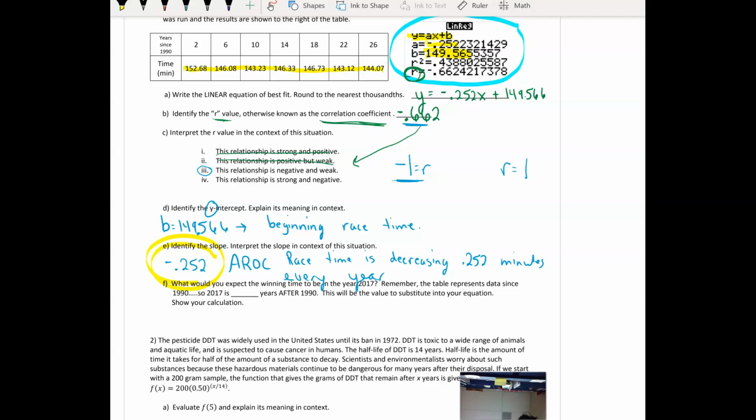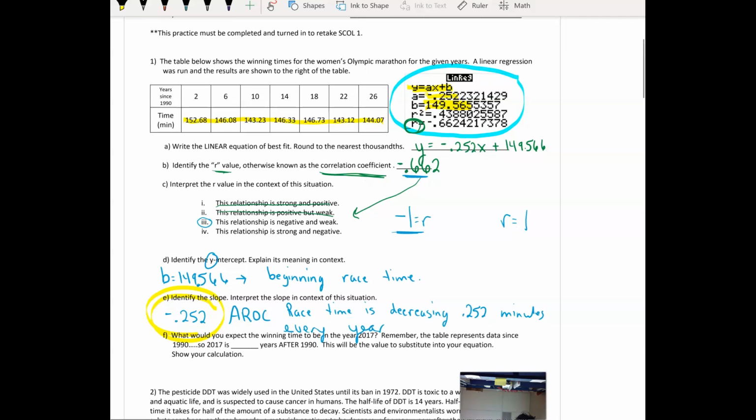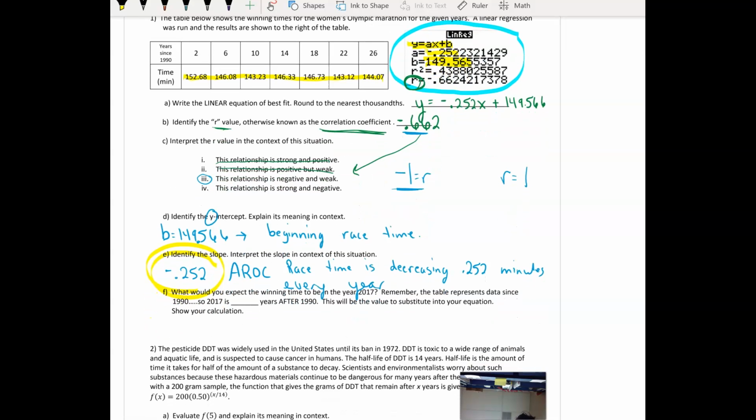So what would you expect the winning time to be in the year 2017? And it says, remember, the table represents data since 1990. It actually doesn't say that up here, but that's what it means. So 2017 is how many years after 1990? And if you don't know, you can just take a calculator and take your 2017 and subtract your 1990. Otherwise, you can do that in your head, whichever you want to do, doesn't matter.